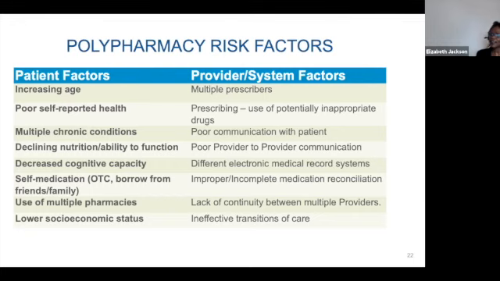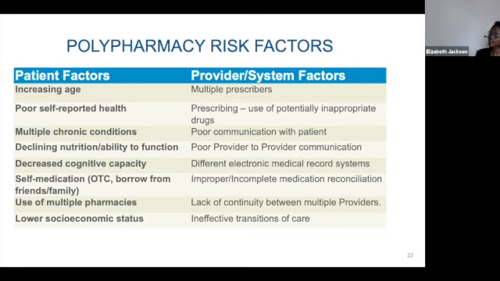Self-medication, OTC, borrowing from friends and family, is a polypharmacy risk factor because the doctor or the provider might not be aware of these self-medicated drugs that are on board. Use of multiple pharmacies and lower socioeconomic status. The provider or system factors would be multiple prescribers, and prescribing potentially inappropriate drugs would be a risk factor.